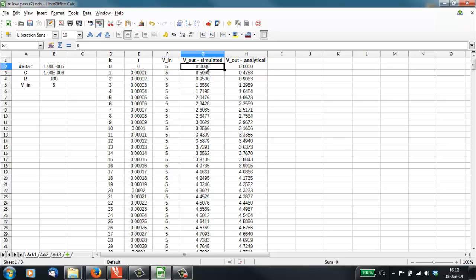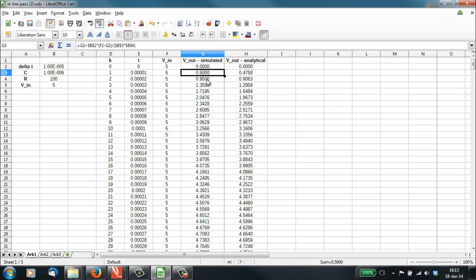Here we have the output voltage that's simulated by our numerical simulation. We start off with an output voltage of 0, and then each time step we say the new voltage, remember V out at time step k, is going to be equal to V out at the previous time step, which in this case is the cell immediately above it, plus our time step, which in this case is cell B2, times Vin at the previous time step minus V out at the previous time step. That's F5. I don't know why I have F5. It should be F2. Sorry about that. Doesn't matter because our value is 5 anyway. Divided by R times C, which we see here.